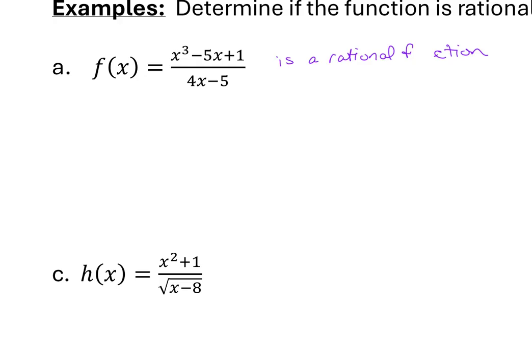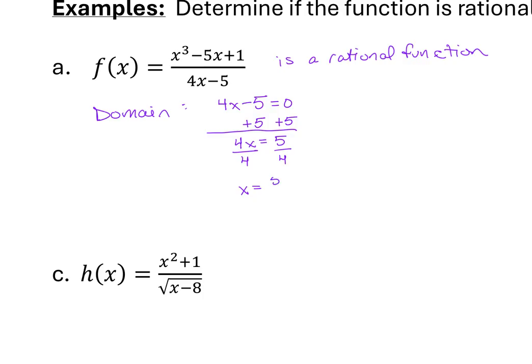All right, the next thing that we want to do is find the domain. And so for our domain, we're going to take the denominator. We're going to set it equal to 0, and we want to solve. So we're going to start by adding 5 to both sides. And then we're going to divide by 4. We get x equals 5 over 4.